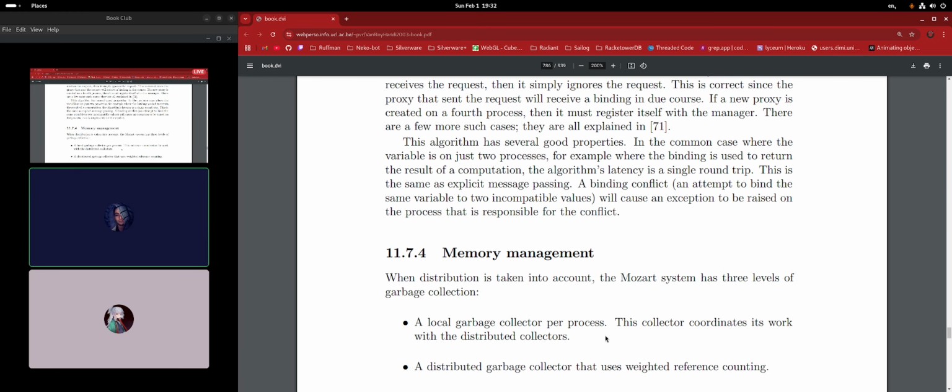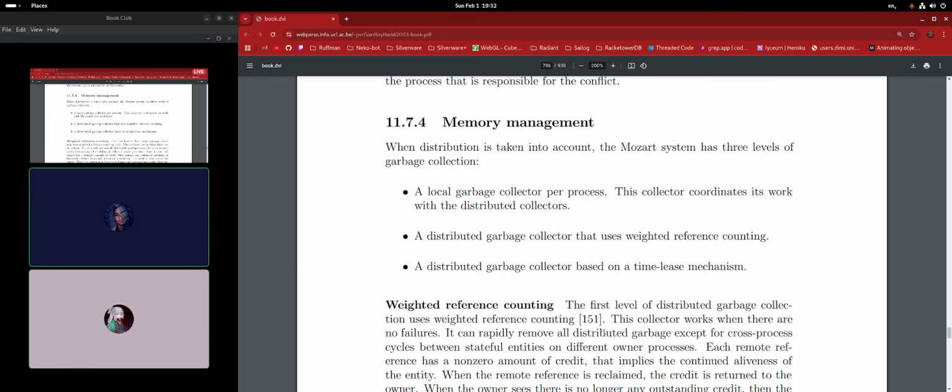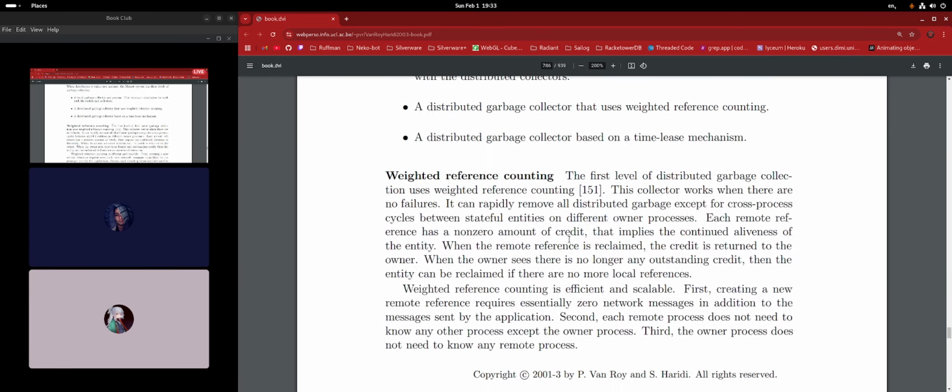Memory management. When distribution is taken into account, the Mozart system has three levels of garbage collection. A local garbage collector per process. This collector coordinates its work with the distributed collectors. A distributed garbage collector that uses weighted reference counting. And a distributed garbage collector based on a time lease mechanism.